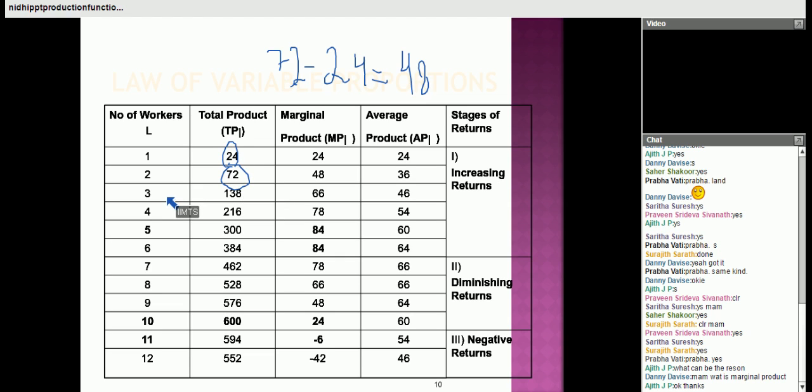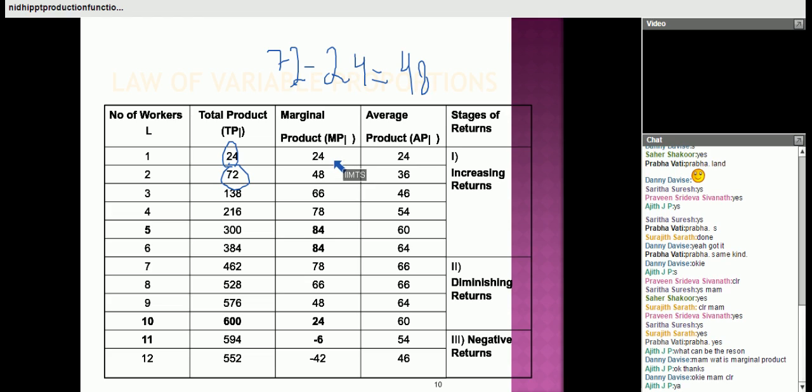Okay, what is the productivity of the third labor? It is 138 minus 72. Danny, is that clear? Okay, so now we come to this column of marginal product. You can see for the second labor it's 48, for the third it's 66. 66 is 138 minus 72. For the fourth labor it is 78, which is 216 minus 138. For the fifth labor, total production is 300 and marginal is 84, which is 300 minus 216. The difference between the fifth and the fourth unit is the marginal product for the fifth labor.